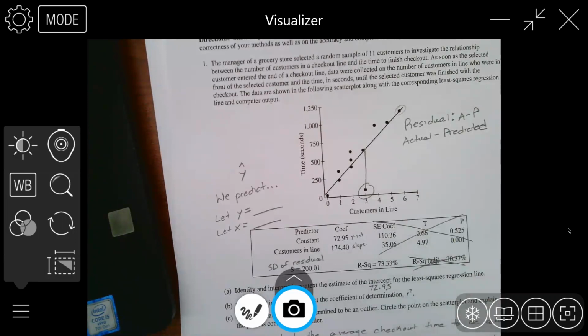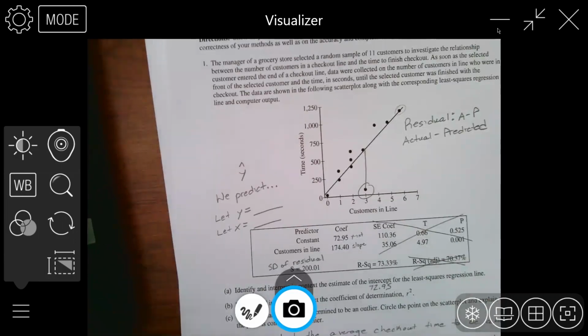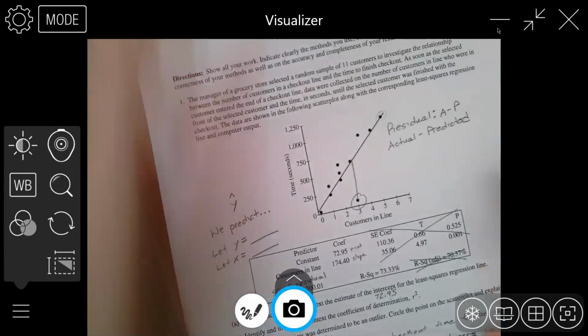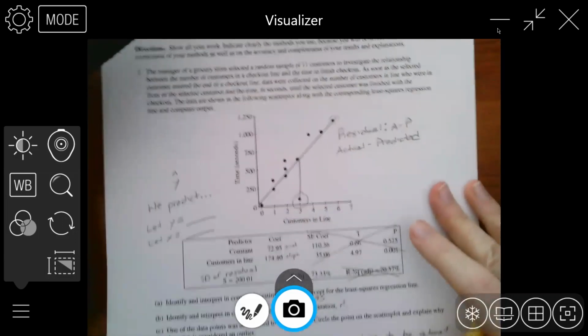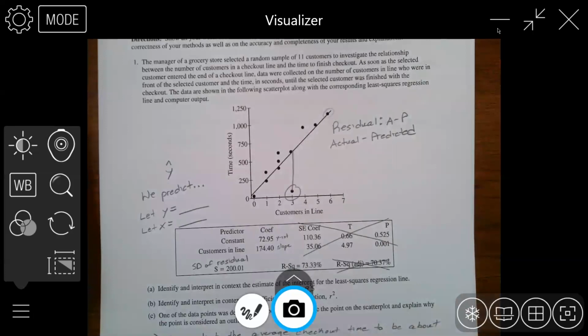Does anybody have any questions on this regression question? Yeah, go back to C. Let me just stop.